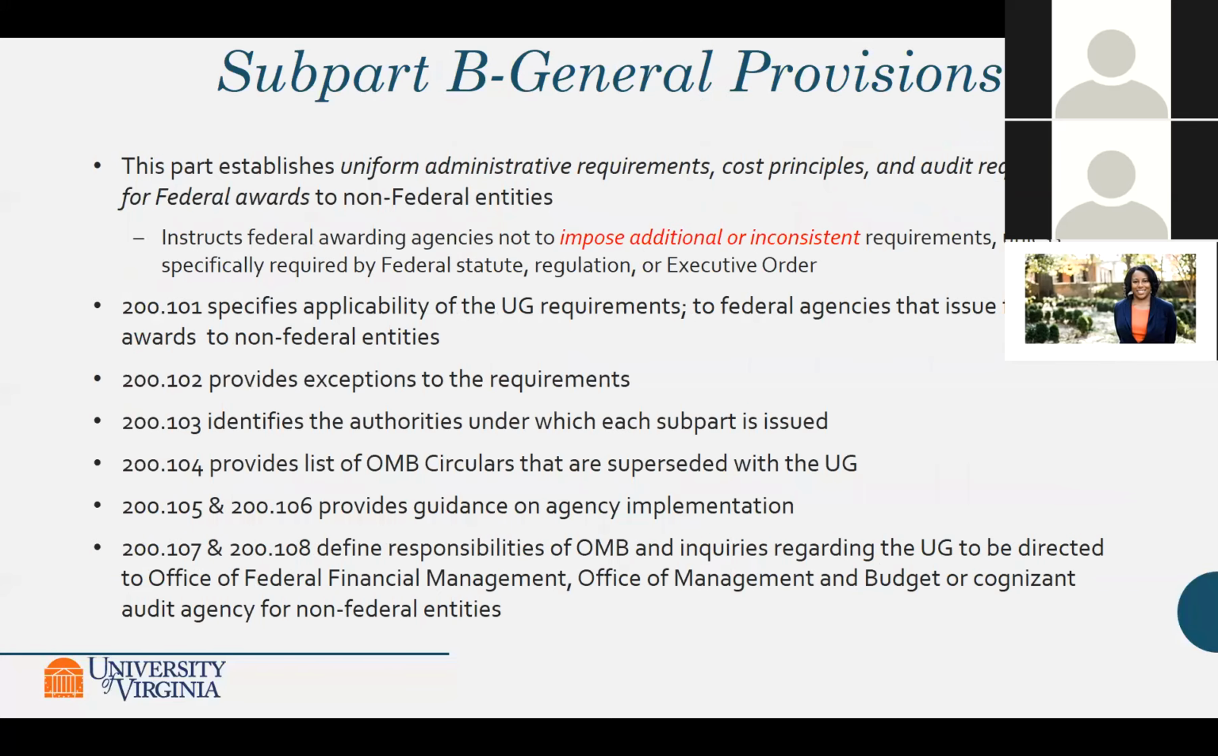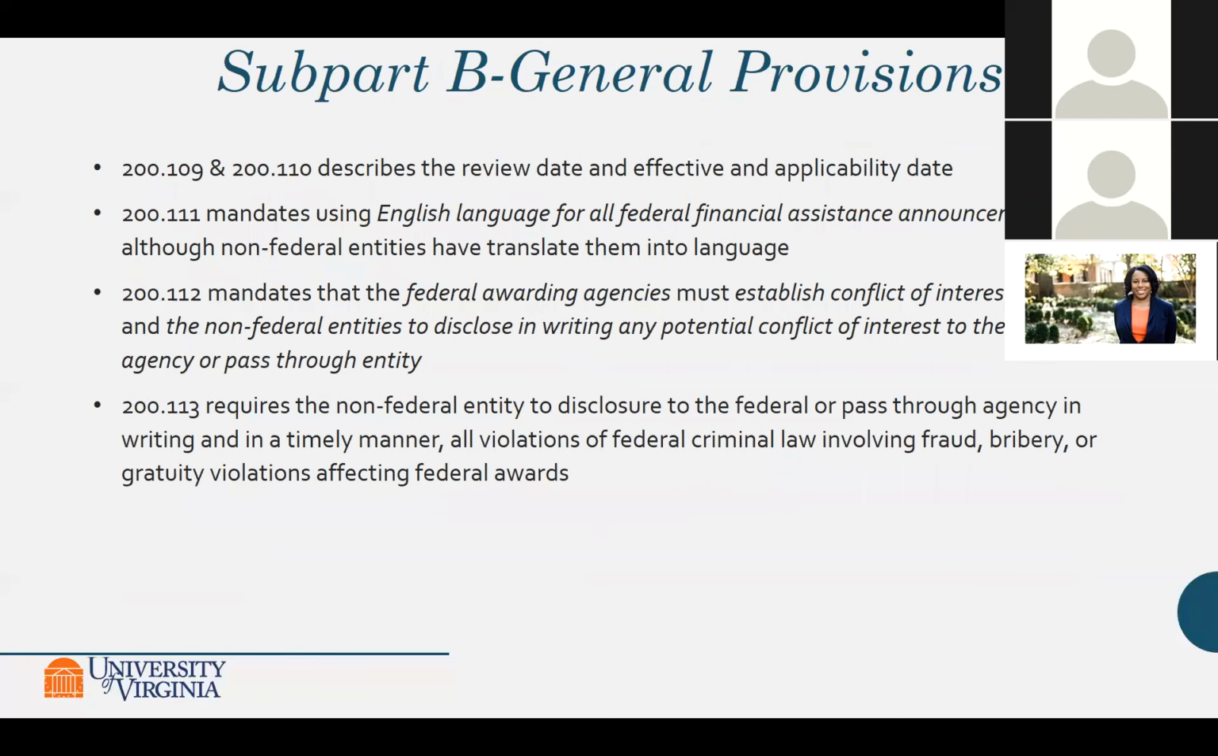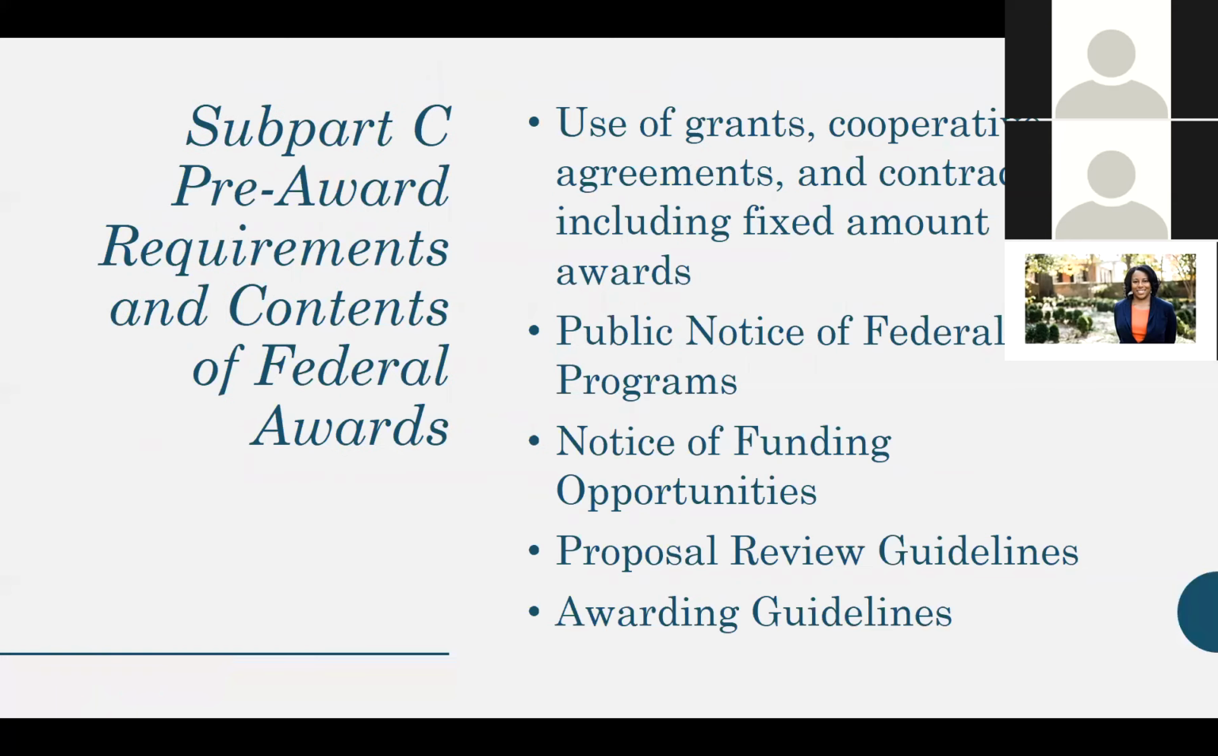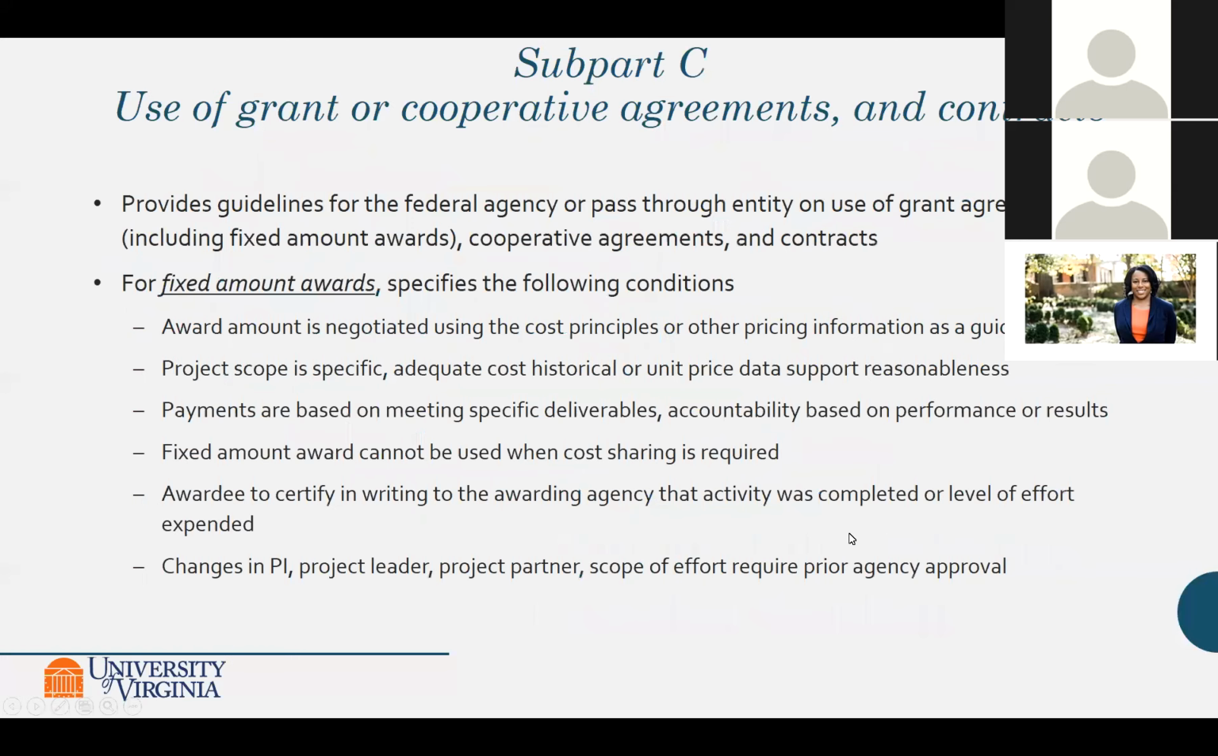So a lot of definitions. So subpart B, these are the uniform administrative requirements that are going to be at play. Subpart C governs the use of grants, cooperative agreements, talks about public notice of federal programs, notice of funding opportunities, proposal review guidelines, awarding guidelines. So these are guidelines for the federal agency on the use of grant agreements, cooperative agreements.